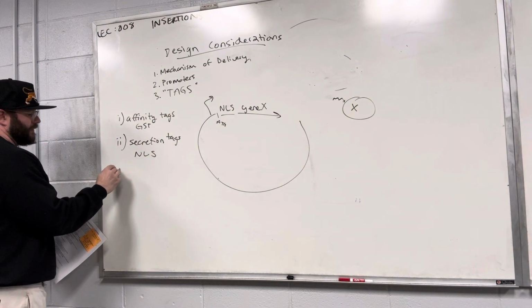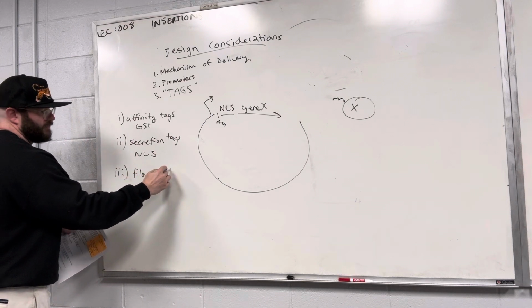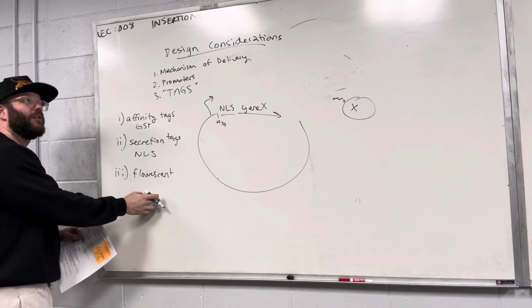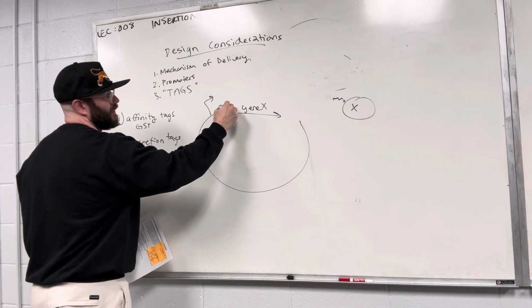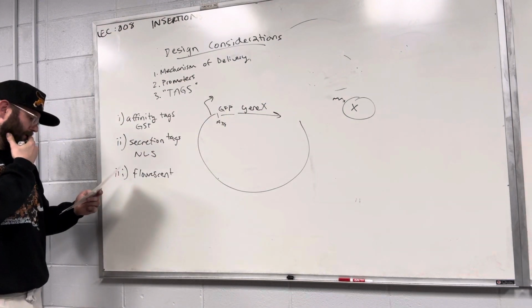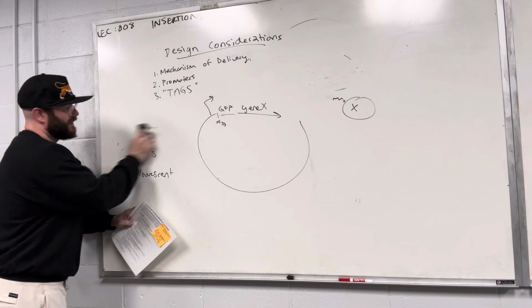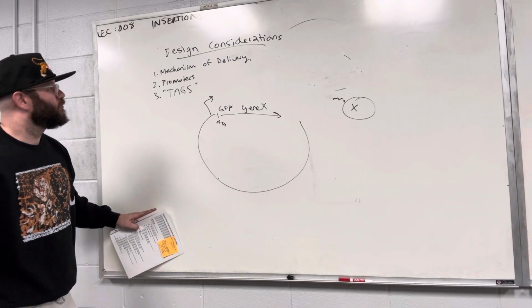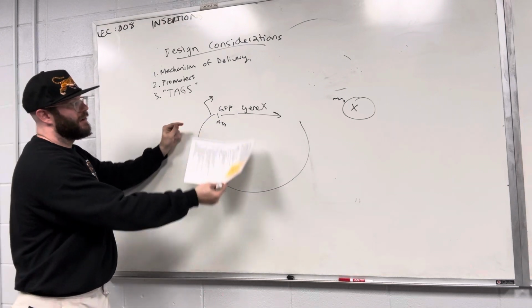Fluorescent tags, we've already gone over those in the context of localization experiments. So maybe you put GFP, etc. Now it glows. Okay, so what I'm pointing out is that these are all things you need to think about when you're designing your plasmid.